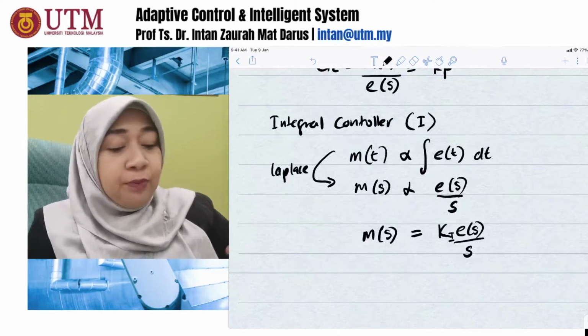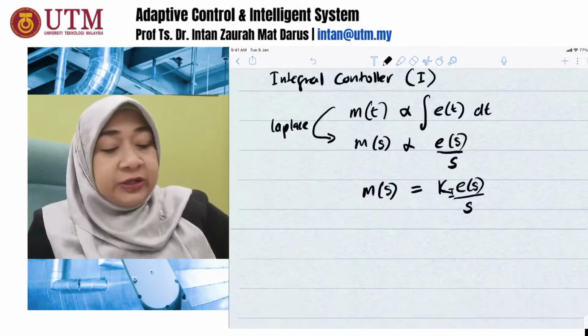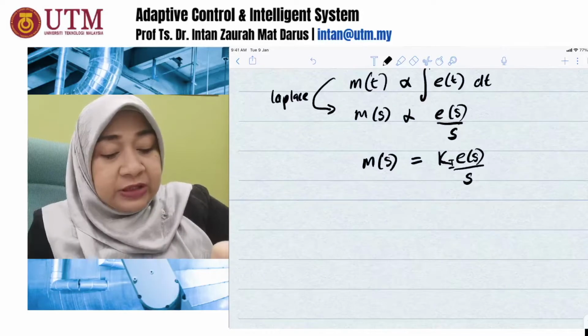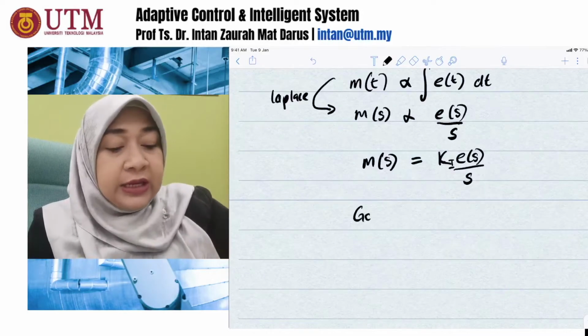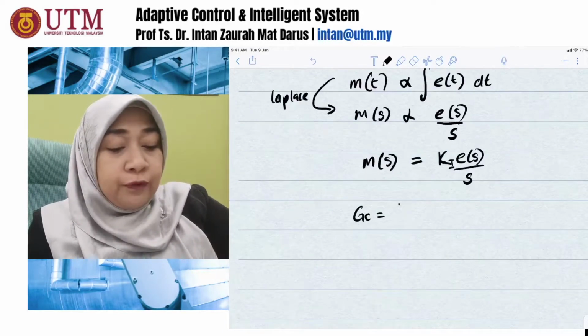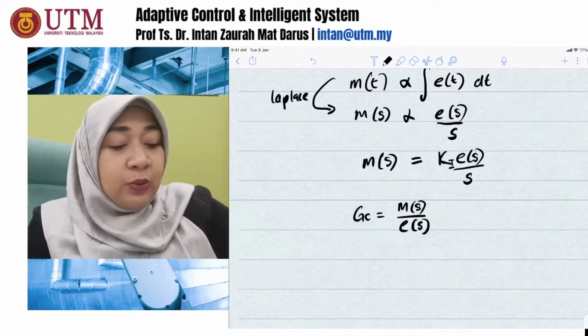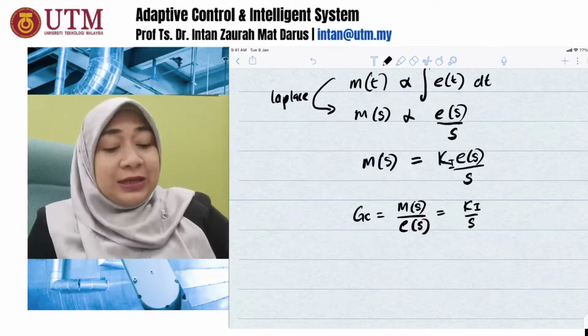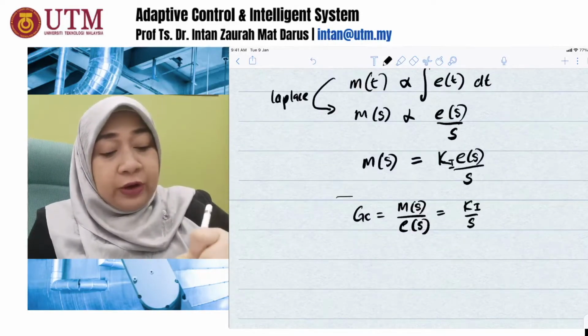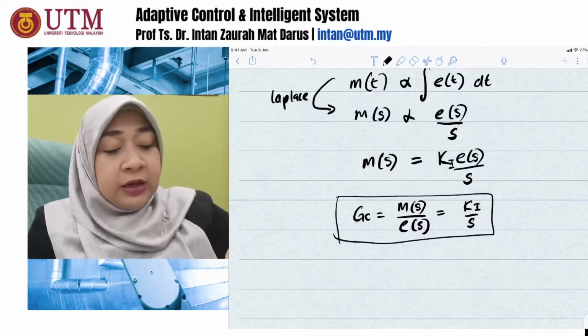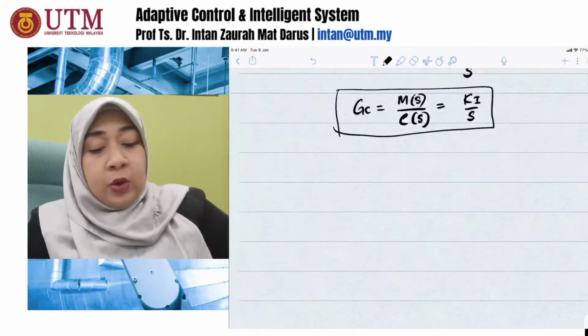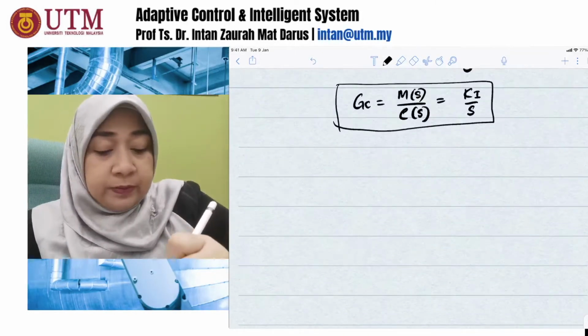Then if I put this in terms of the transfer function, the transfer function Gc of your controller is equivalent to the output from your controller divided by the input given to your controller. That will leave me with Ki over s. So this is the controller for the integral controller. All right, so that's the integral controller. What about the derivative controller?